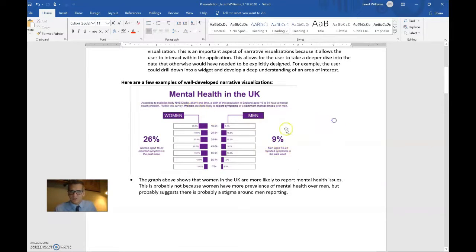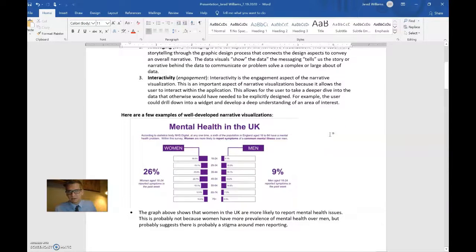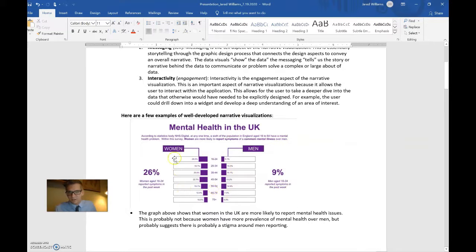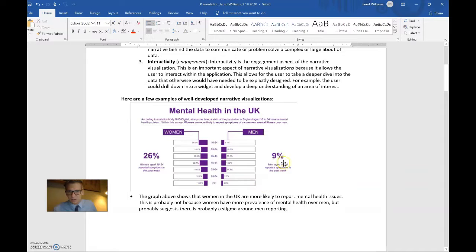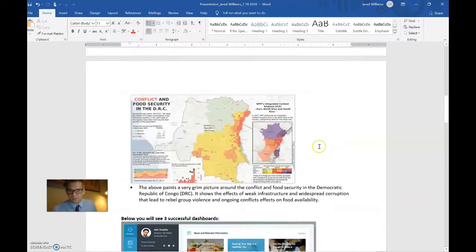So here are a couple of visualizations that I found that tell a story. This is mental health in the UK. We noticed that men are substantially reporting less mental illness, but we know that's probably not true. There's probably more of an even spread of mental illness, just like most illnesses. But there could be a stigma around mental health, so this is painting the picture that women are more likely to report symptoms.